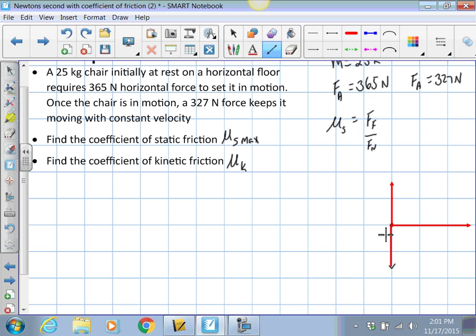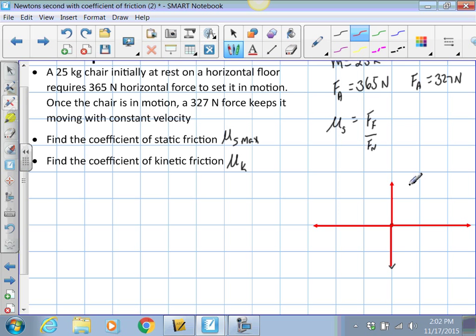At the point that the object breaks free, what can we say about the friction force compared to this force? In other words, we're applying this force, and the friction force is building until eventually it breaks free. At that point, we should be able to say that this force is the same.